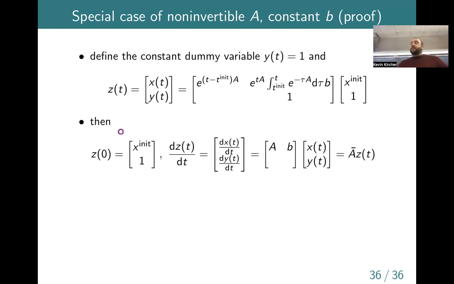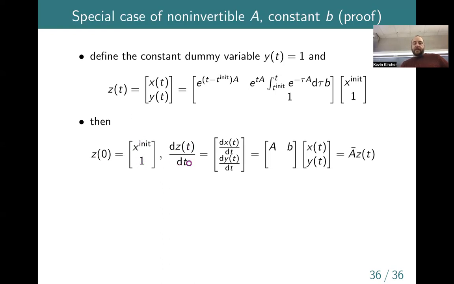So then we get an initial value problem in z, this new variable. The initial value of z is just x initial. Oh, this probably should say z of t initial rather than z of 0. But anyway, it's x initial and then 1. That's the initial condition on z.